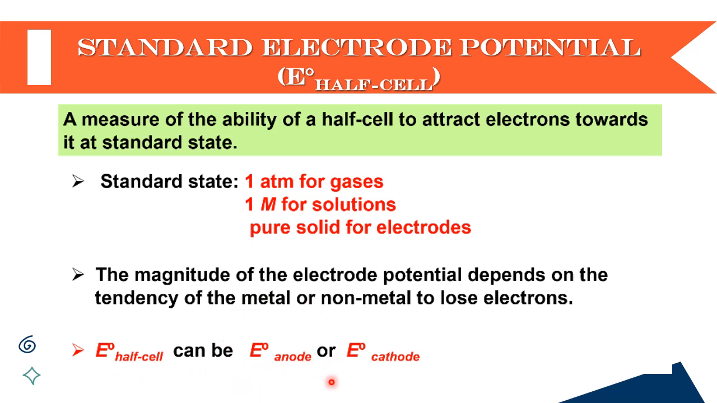I already mentioned to you about the E0 half cell. We have it either as E0 anode or E0 cathode. The name just refers to the electrode: if the electrode is an anode, we call it E0 anode. If the electrode is a cathode, we call it E0 cathode. So that's just the difference. The value of the E0 half cell, like I mentioned before, we will take from the standard reduction potential table.